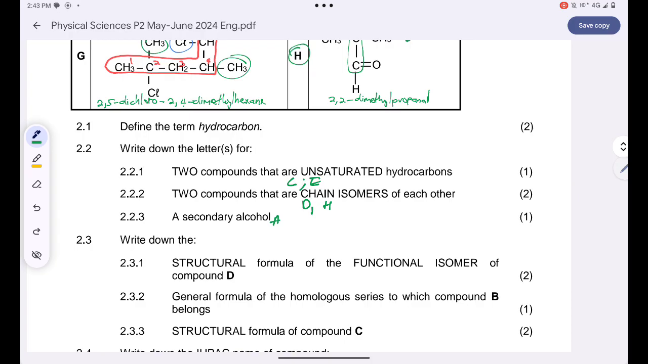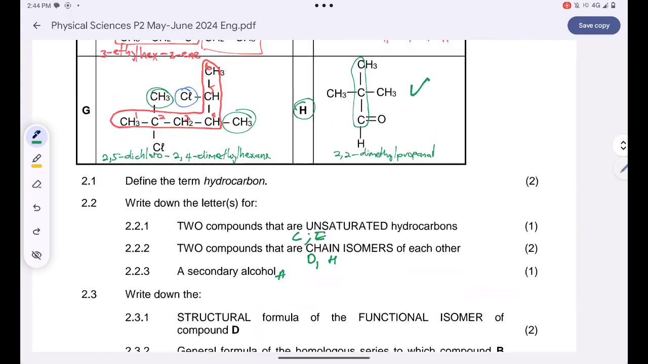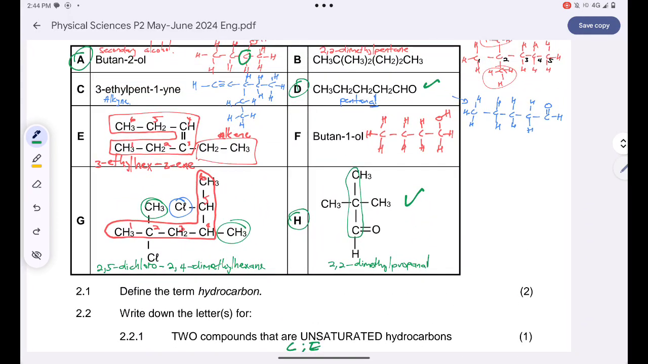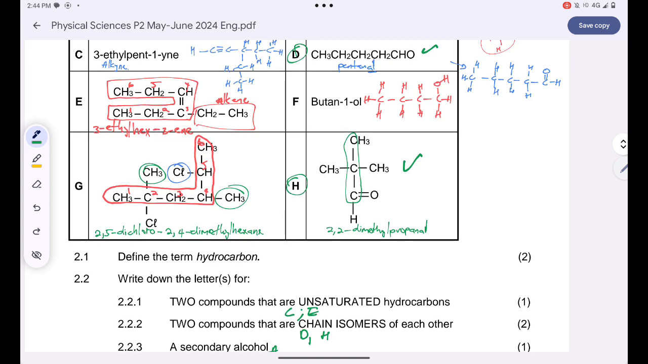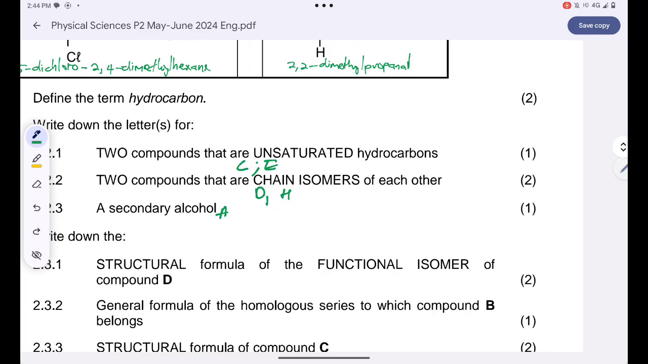Okay, now they want us to write down the structural formula of the functional isomer of compound D. Functional isomers of aldehydes, guys, are always ketones. So we just need to write down the structural formula of a ketone that has 5 carbons on the parent chain. The structure will look like this: 1, 2, 3, 4. And then you can choose where you want to put your carbonyl group, either at carbon number 2 or carbon number 3. It's definitely up to you.